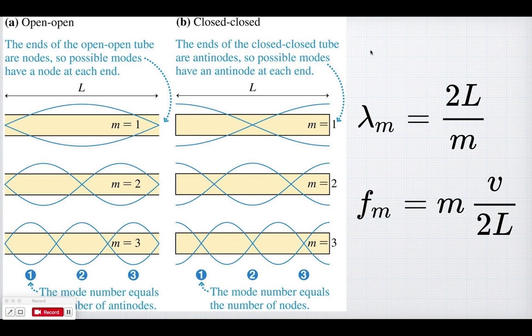Anyway, M over 2 times wavelength is equal to L. So I can still have a half wavelength in here. What do I have in here? If I go from crest all the way to a trough, that's a half wavelength, so both of these hold a half wavelength. What about here? I can fit two halves of a wavelength, otherwise known as one wavelength. And this one is three halves wavelength. So the same rules apply, just that I'm counting nodes here and here.